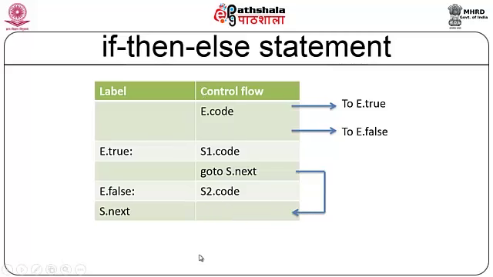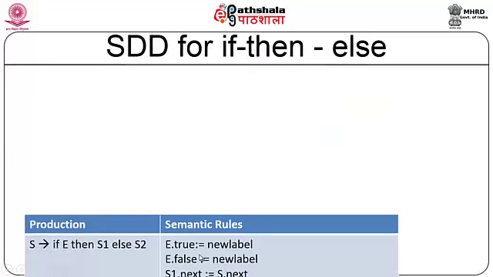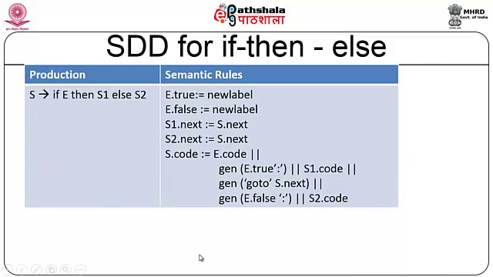So, this has now been converted to an SDD, a syntax directed definition, where here you will have two new labels, because E.false will also be a new label here and E.true will also be a new label here, because I have to run the body S1 in one particular label, and S2 in another particular label. Therefore, I am defining two new labels corresponding to true and false. Now, again here S1.next is equal to S.next and S2.next is equal to S.next. This is again similar to the previous one.